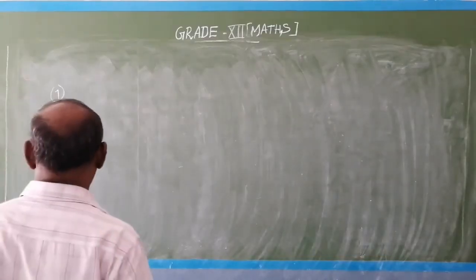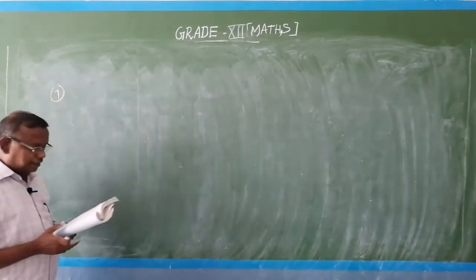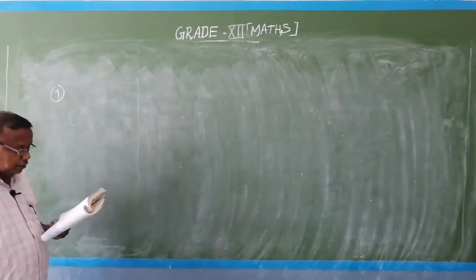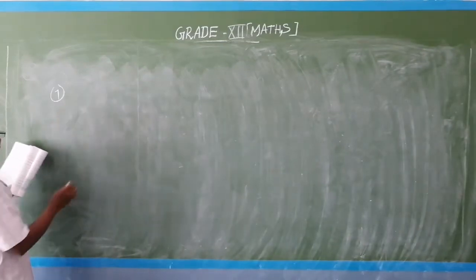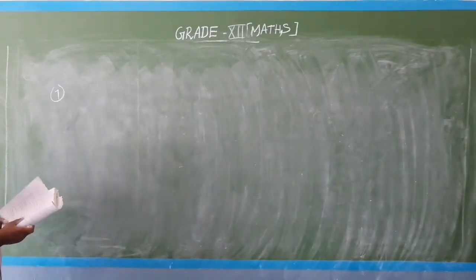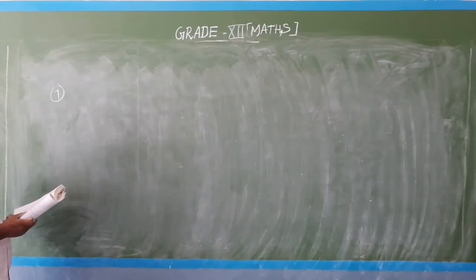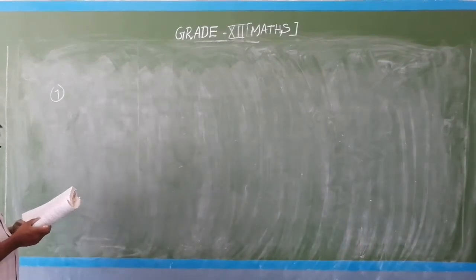Now question number 7. Find the vector equation of the line passing through a point 1, 2, 3 and perpendicular to the plane r vector dot i cap plus 2j cap minus 5k cap plus 9 equal to 0.